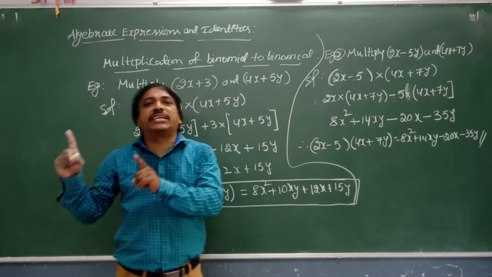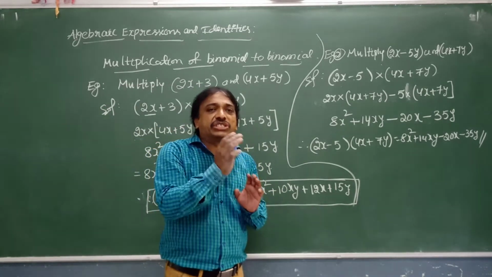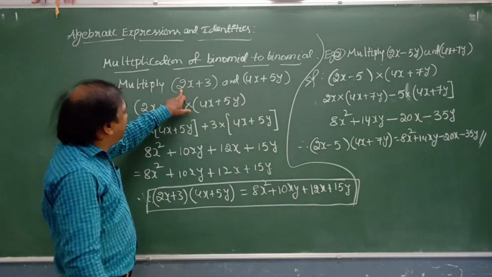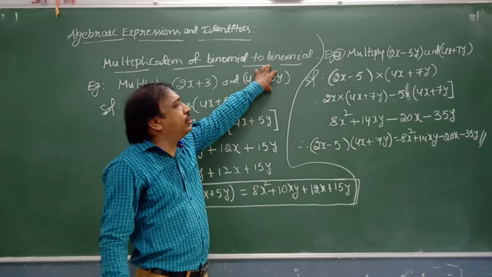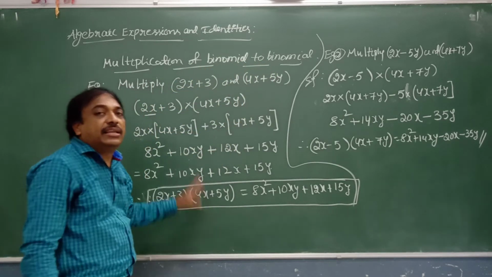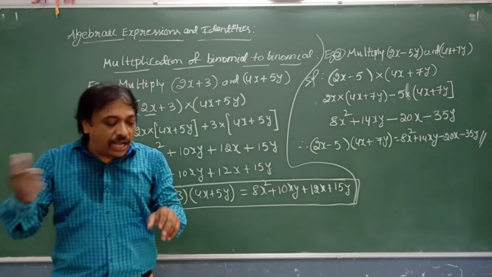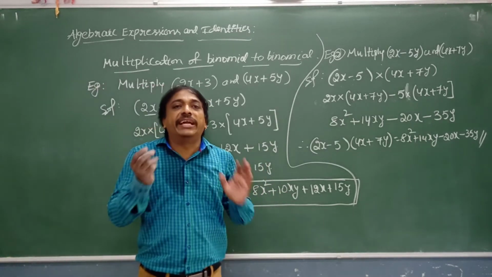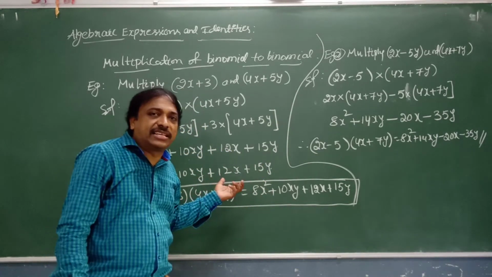Do you understand how to multiply binomial by binomial? Each term of the given expression should be multiplied. See, there are two terms in the first. The first term, we multiplied with both. Again the second term, we multiplied with both. Then like terms are to be added. Like terms can be added or subtracted if any like terms get in the product. Is it clear?